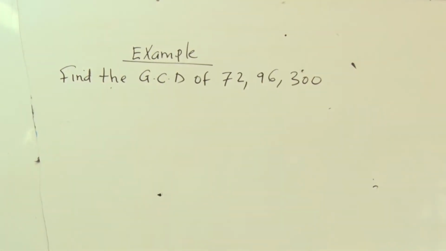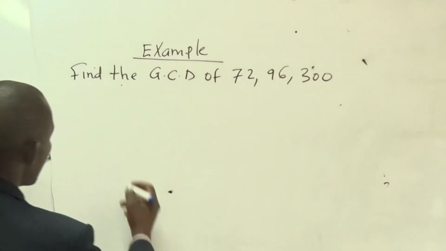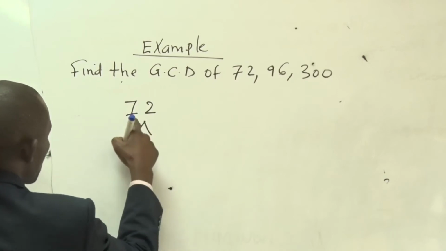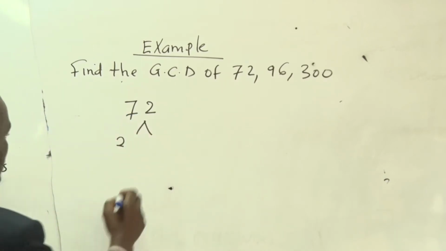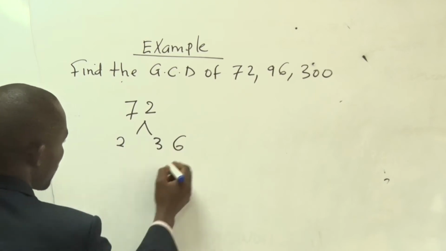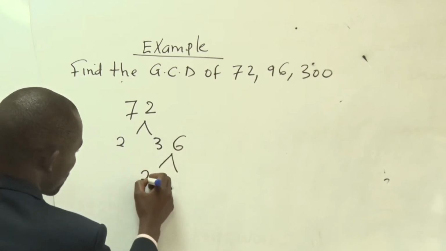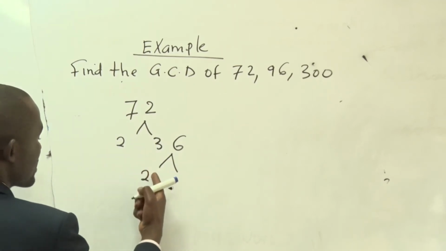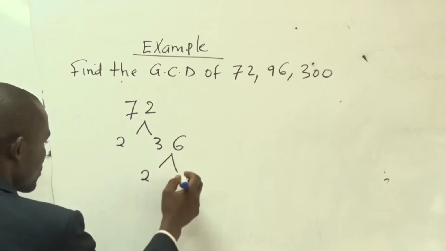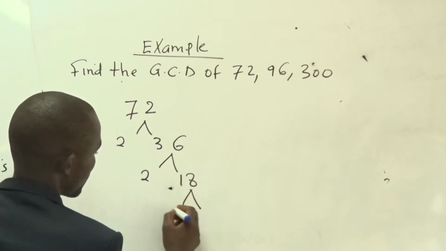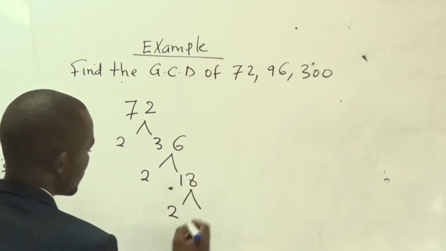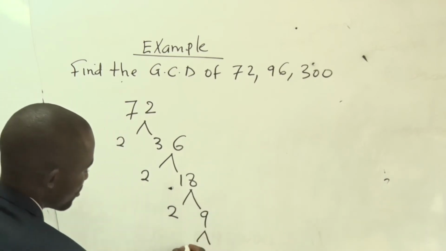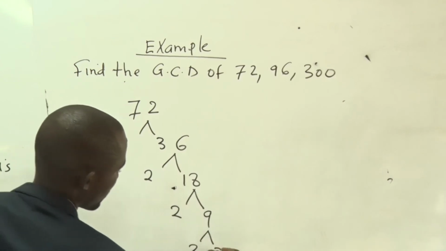Like we have said, the first thing you need to do is to determine the factors of 72. You take your 72. 2 goes into 72 36 times. 2 goes into 36 18 times. 2 goes into 18 9 times. Then of course 2 does not go into 9. You take 3. 3 goes into 9 3 times.